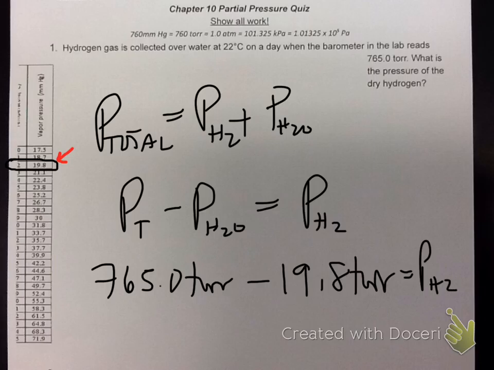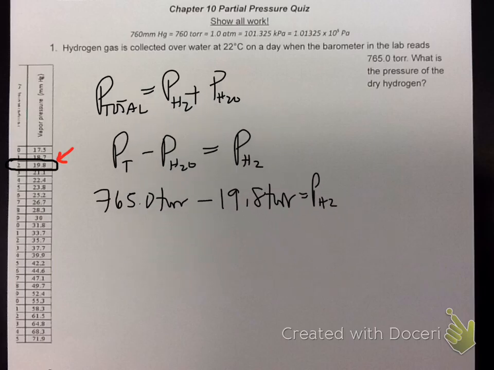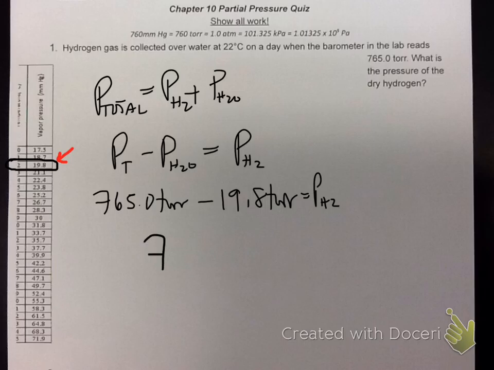So what we get for a raw answer is 745.2 torr is the pressure of the hydrogen gas. Well, we only have 3 sig figs because of this. But, oh, actually, no, you know what? I'm wrong. Why am I wrong? That number did not go into our calculation, though. If the number doesn't go into your calculation, it doesn't govern your sig figs.